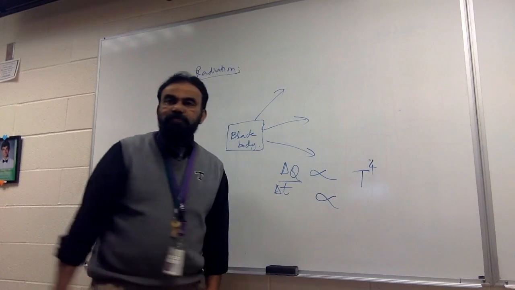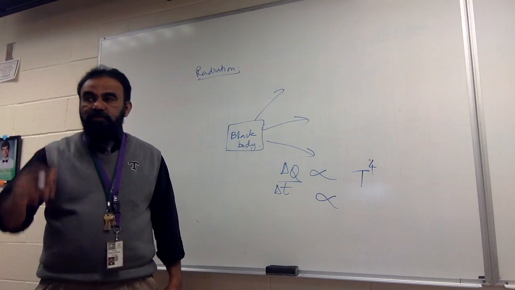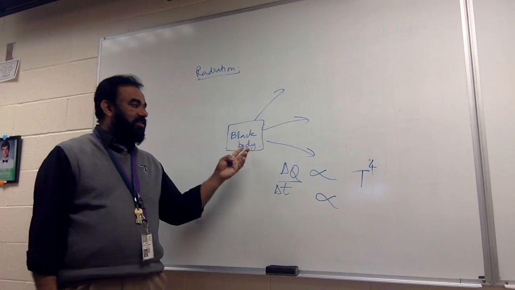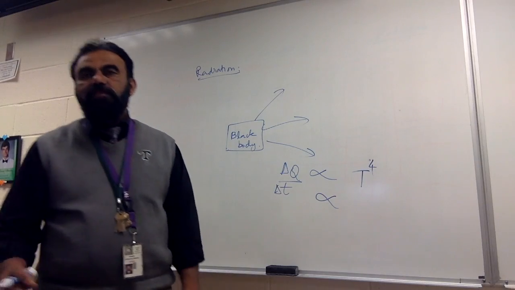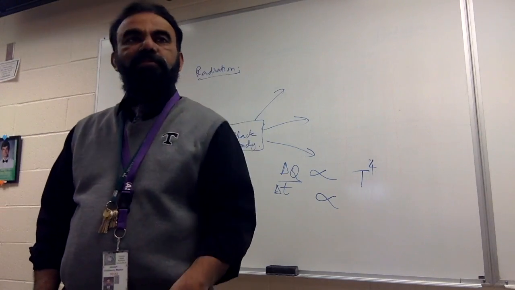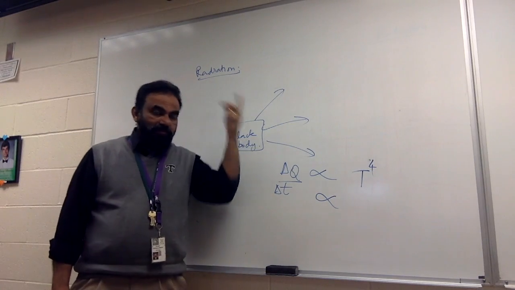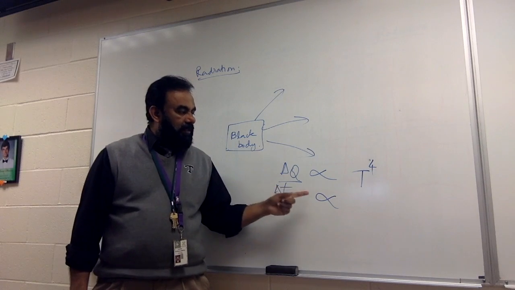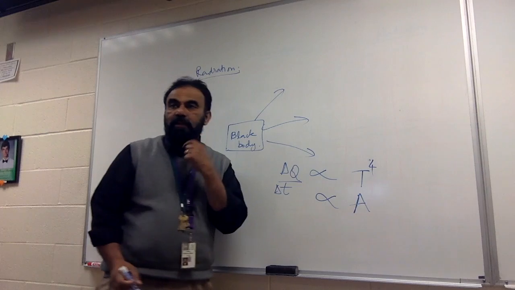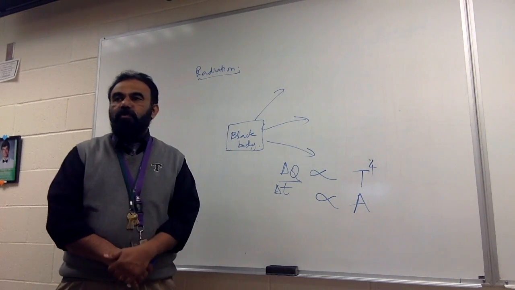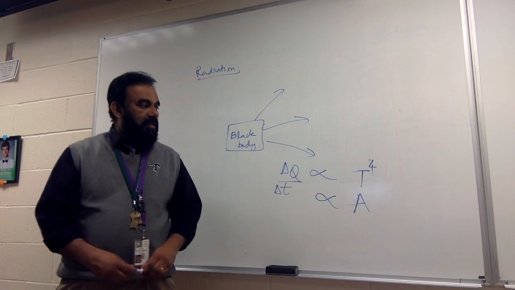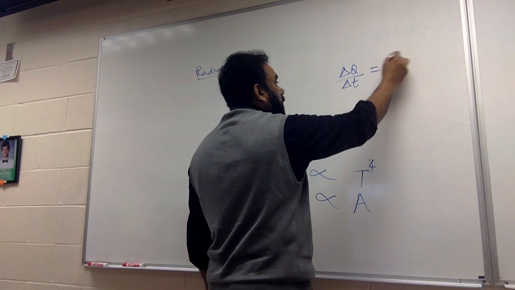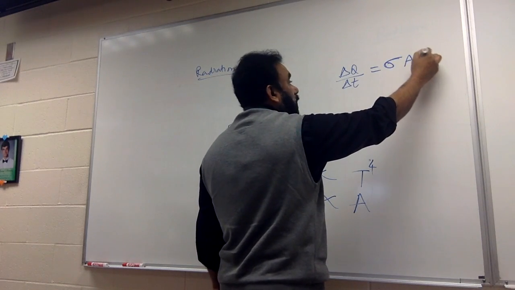And what else is it proportional to? The material? No. If it's a black body, it's a 100% emitter, so it's not the material. Like I told you, this is the most efficient. A black body is something that emits 100% and absorbs 100%. It depends on area. The more the area of the black body or the surface, the more energy per unit time it gives out. Putting this together, delta Q over delta T is equal to sigma A T to the power of 4.